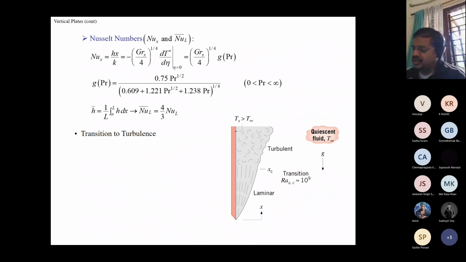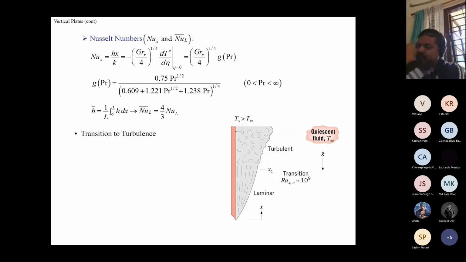Clear? So similarly, in summary, like forced convection, we also have a correlation for natural convection from a vertical heated plate.